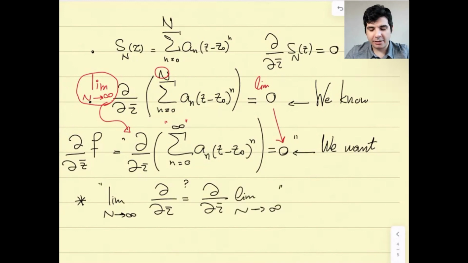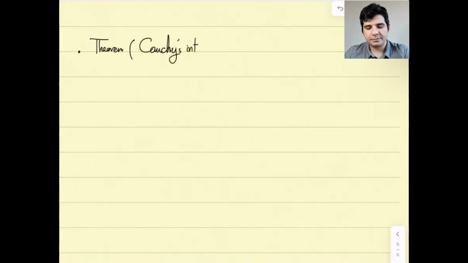This is not necessarily correct, so sometimes this is not true. How should we resolve this? The main idea to go around this, the main idea to give a rigorous proof, is based on a very important theorem, which we are going to use in this course a lot, called Cauchy's integral formula.